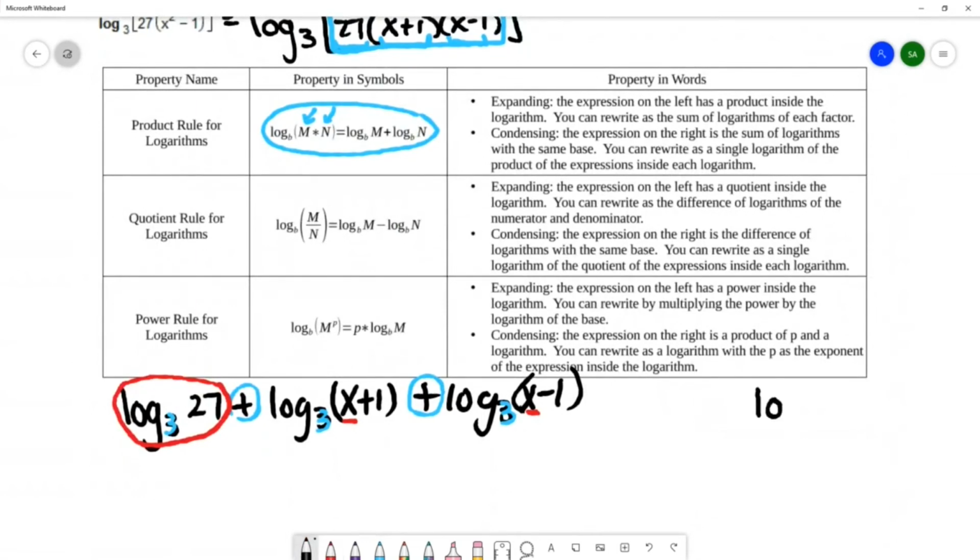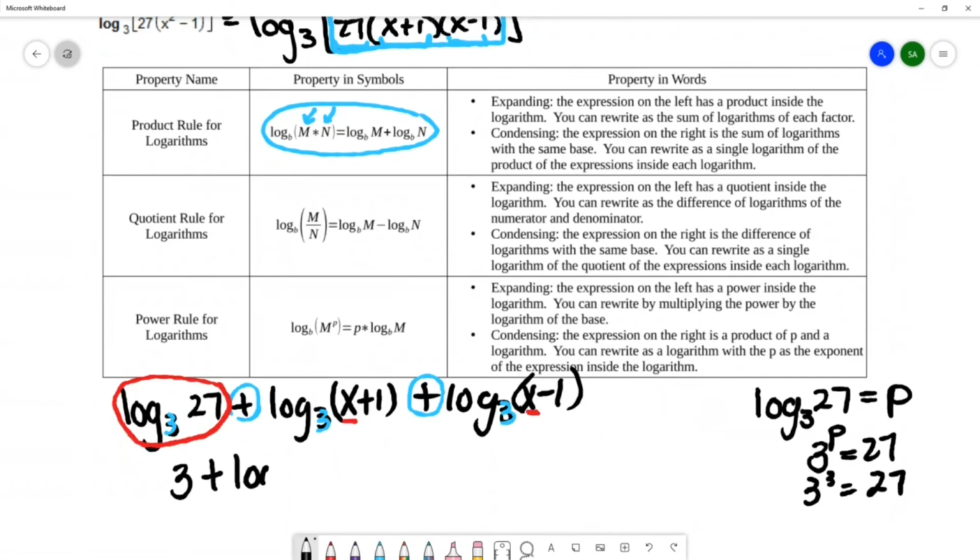So on the side over here, we're going to figure out what log base 3 of 27 is. So log base 3 of 27 is some power. I can rewrite that as an exponential. That's 3 to what power is 27. 3 to the third power is 27. And so this logarithmic expression, log base 3 of 27, is equal to 3. So we can write that as 3 plus log base 3 of x plus 1 plus log base 3 of x minus 1.